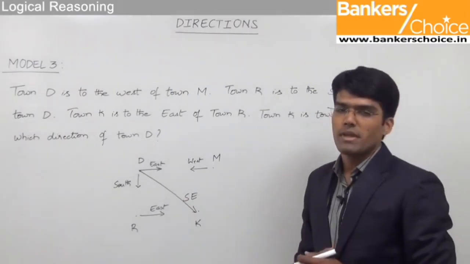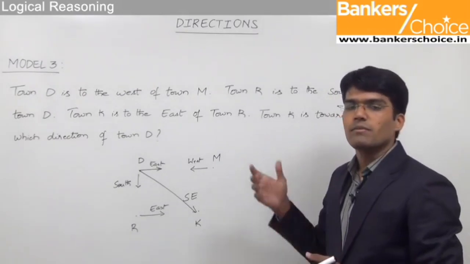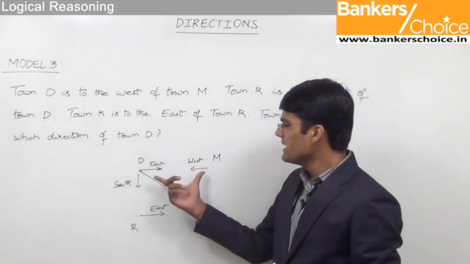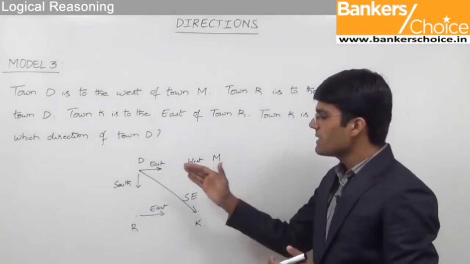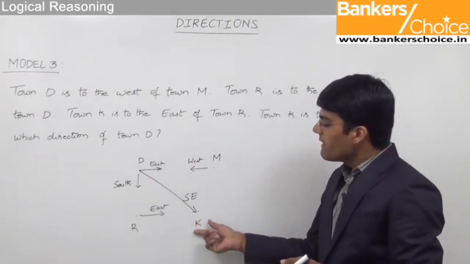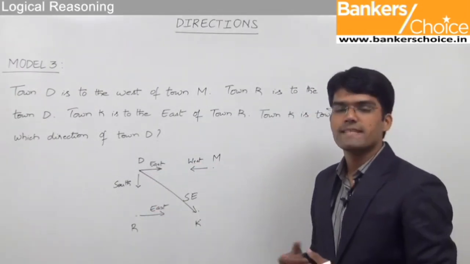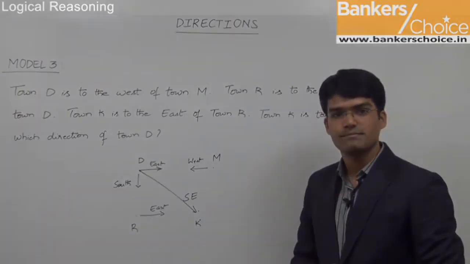One point which I would like to make clear here is that the distance between two towns is not given in the question, and hence we are simply taking them at certain distances. Irrespective of the distances between the two towns, town K will always be towards southeast of town D. So we can say that town K is towards the southeast of town D.